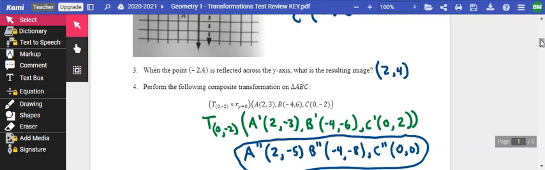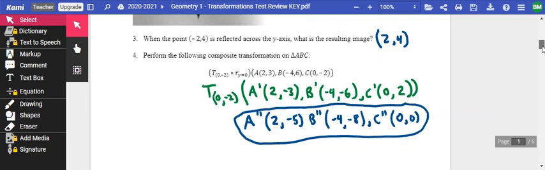Number 4. First, I did the reflection for all of them. I got A prime is (2, negative 3), B prime is (negative 4, negative 6), C prime is (0, 2). Then I'm translating all of these 2 down. So once I have this, I take A prime, and I get (2, negative 5) for A double prime. I take B prime, I get B double prime is (negative 4, negative 3). C prime (0, 2), C double prime (0, 0). Make sure you do it to the primes.